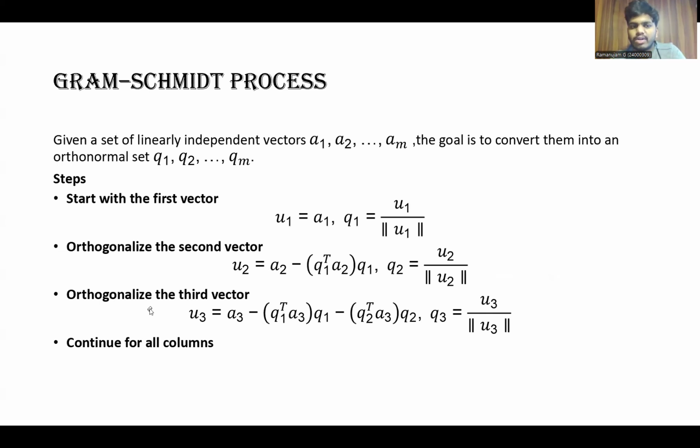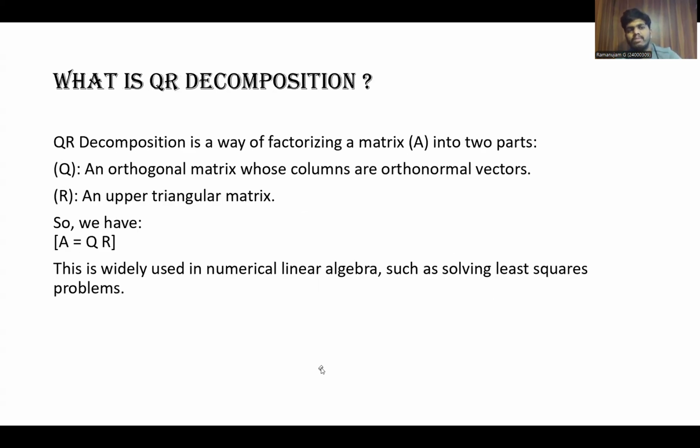The Gram-Schmidt process is defined as follows: given a set of linearly independent vectors, the goal is to convert them into an orthonormal set. So the independent vectors A1, A2, up to AM are converted into Q1, Q2, up to QM. In this process, we start with the first vector, Q1 equal to A1, then orthogonalize the second vector and then the third vector. This continues for all the columns to get the values Q and R. We can represent the QR matrices.